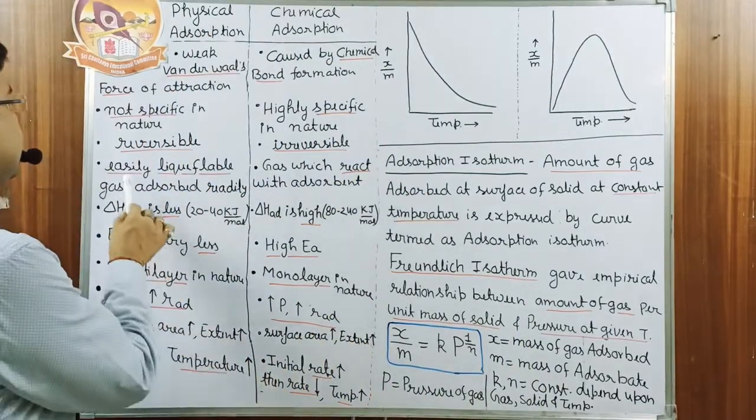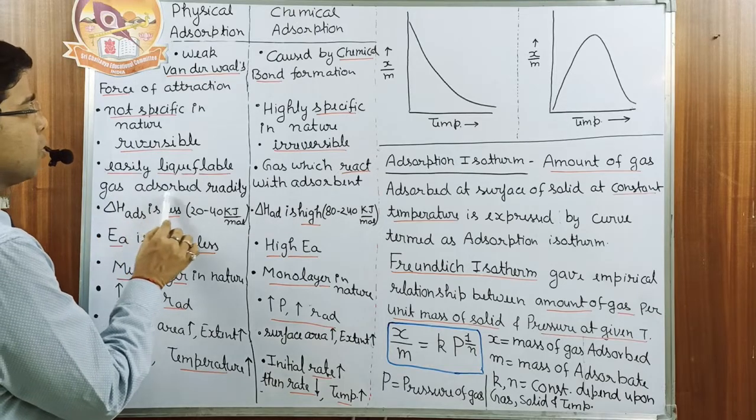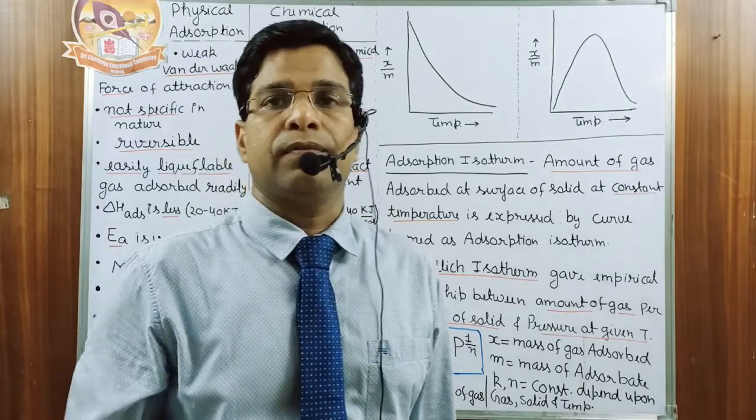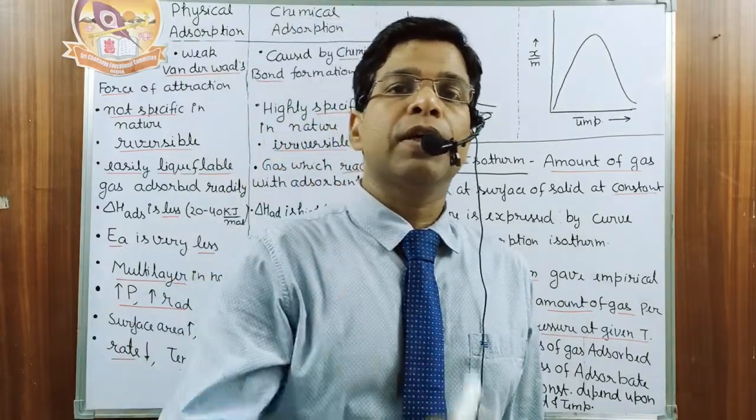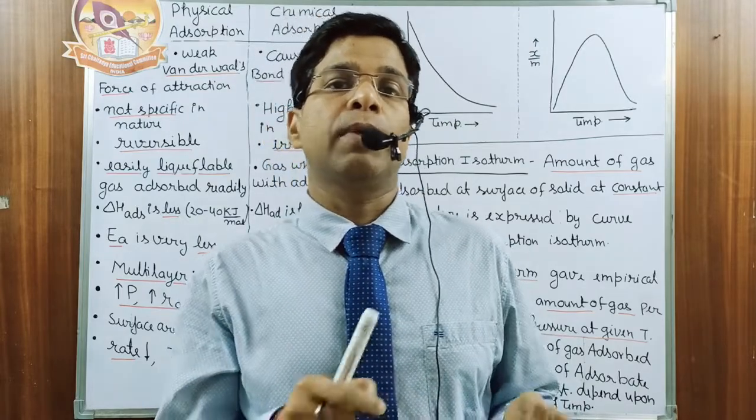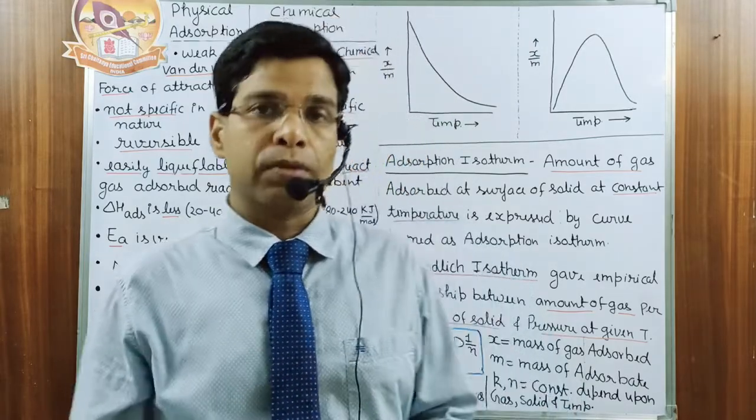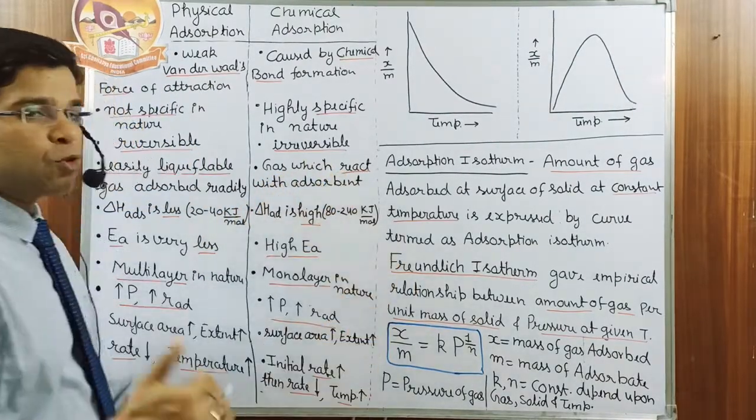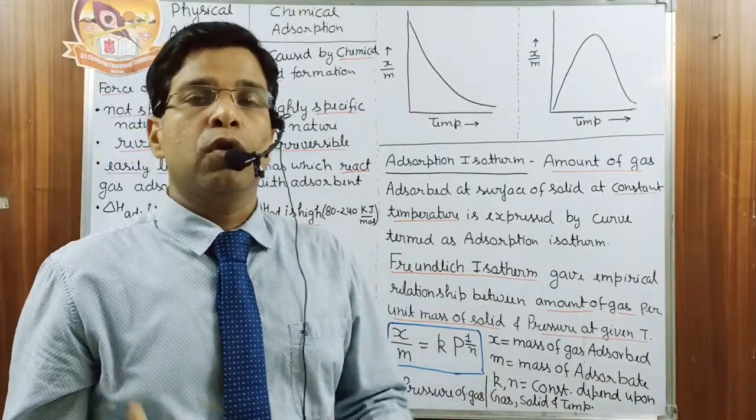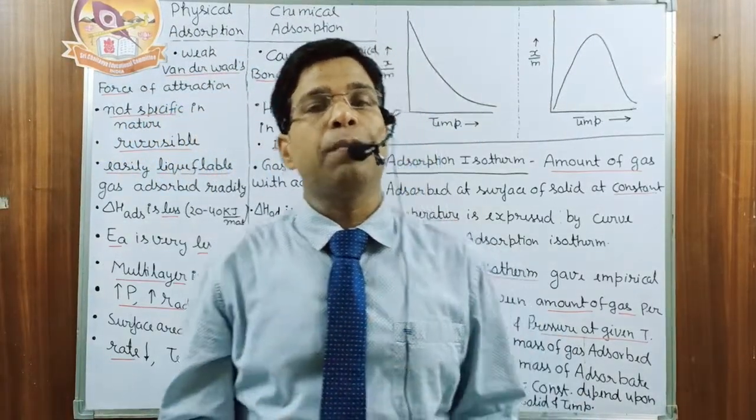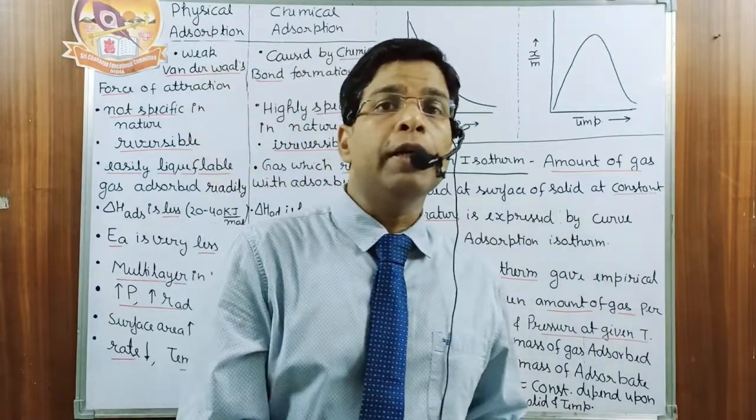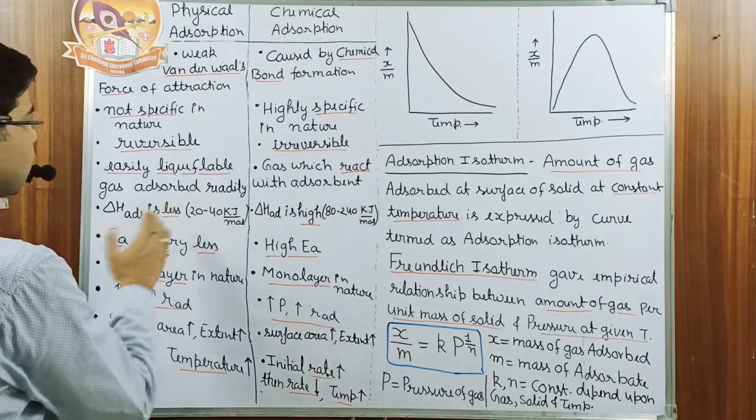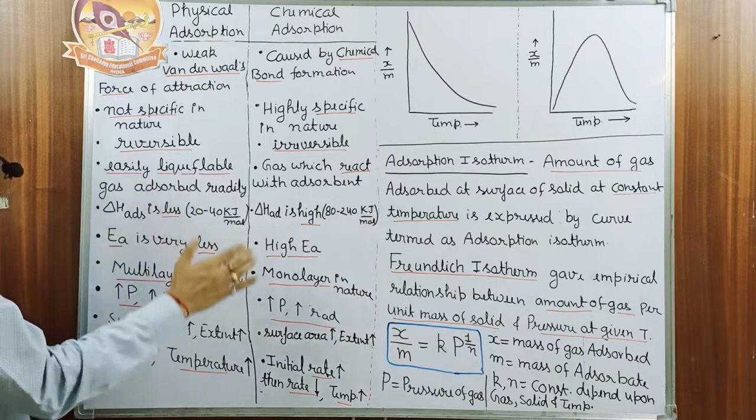Then easily liquefiable gases adsorb readily. The gases for which the van der Waals gas constant a is higher, for which the critical temperature is higher, those gases easily adsorb at the surface of the solid by physical adsorption. But in chemical adsorption, the gases which react with the adsorbent, actually we have the chemical reactions. So if a particular gas can form a chemical bond with a particular solid, then they always prefer the chemical adsorption.